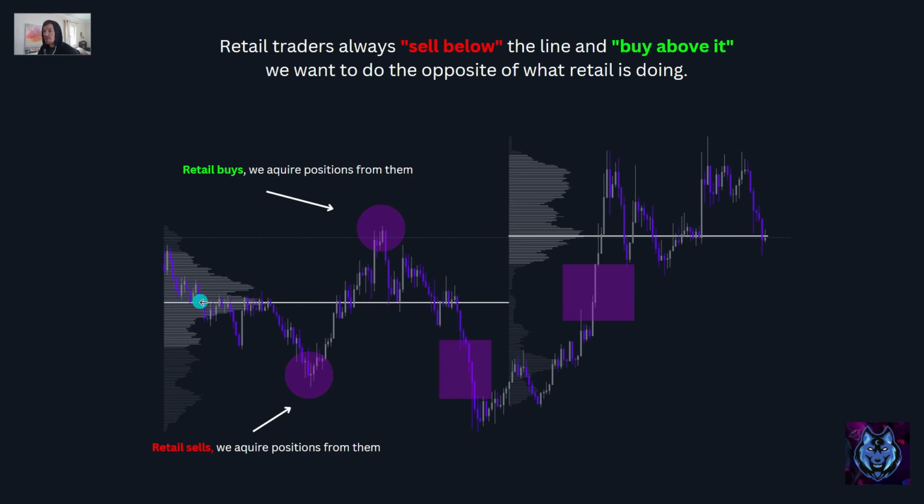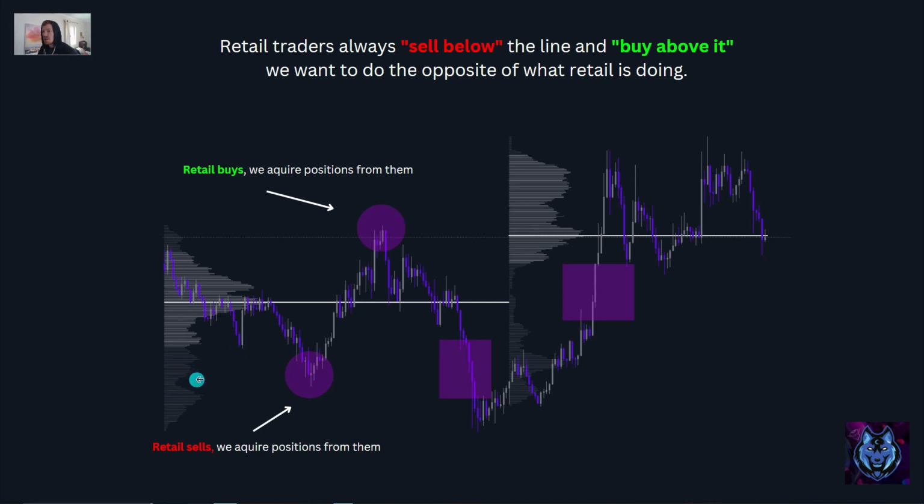So you see we've got this value zone here, price jumps off the zone, and this is typically where the retailer would actually buy. But this is where we want to sell. So the retailer buys and we acquire the position from the retailer. Then down here, price drops down here, and this is where the retailer wants to sell. But we want to focus on buying at this point. So the retailer sells, we acquire the position from them.